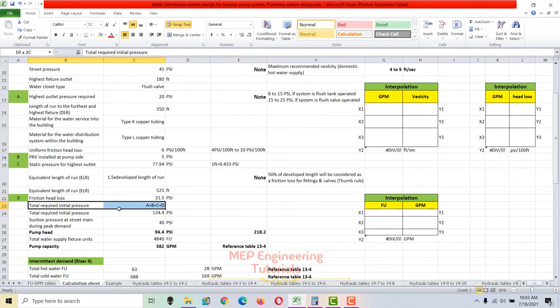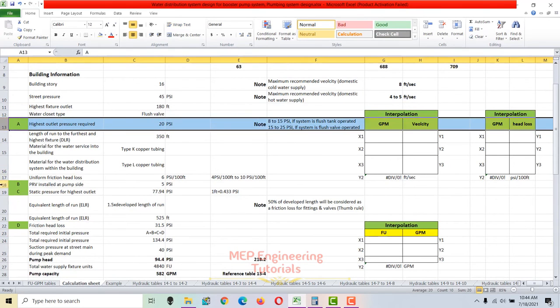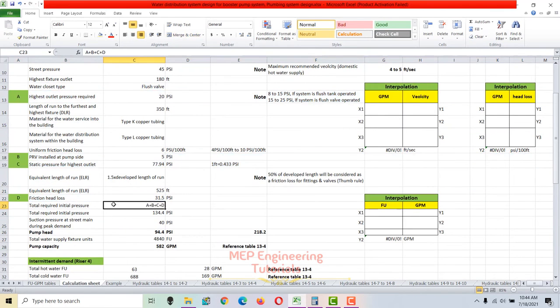Now the total initial pressure will be the sum of A, B, C and D. I have written A here, this one, B, C and D. So we need to sum up all these to get the total initial pressure requirement. So the total initial required pressure is 134.4 psi.